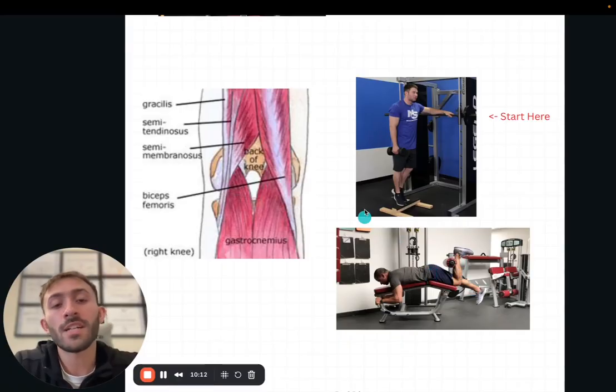So that's why we would start with something like a calf raise, which works the calf muscle right here called the gastroc, and it actually covers two joints as well. It covers the knee and the ankle.